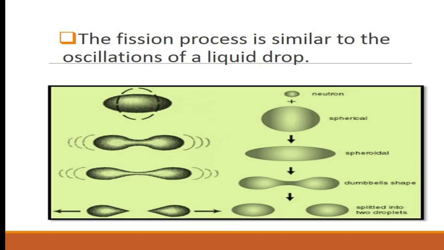So the nuclear fission, we can compare the process of nuclear fission to the oscillations of a liquid drop. If the oscillations are violent enough, the drop splits into two. Once again, the fission process is similar to the oscillations of a liquid drop. So the sphere shape becomes spheroidal, then it becomes a dumbbell shape, and at last it splits into two, like that of a water drop or a liquid drop.